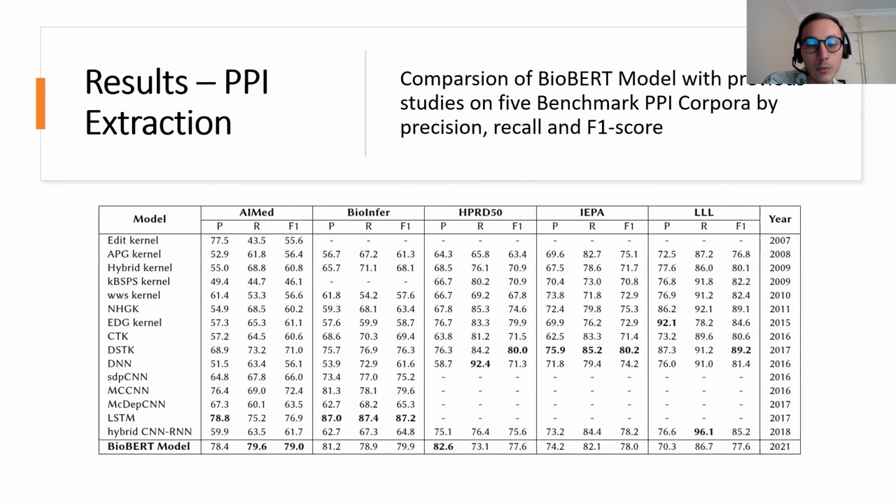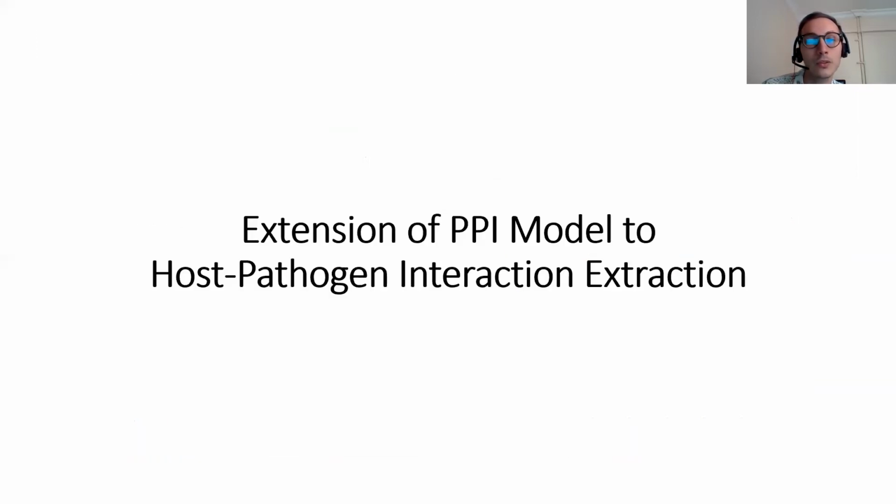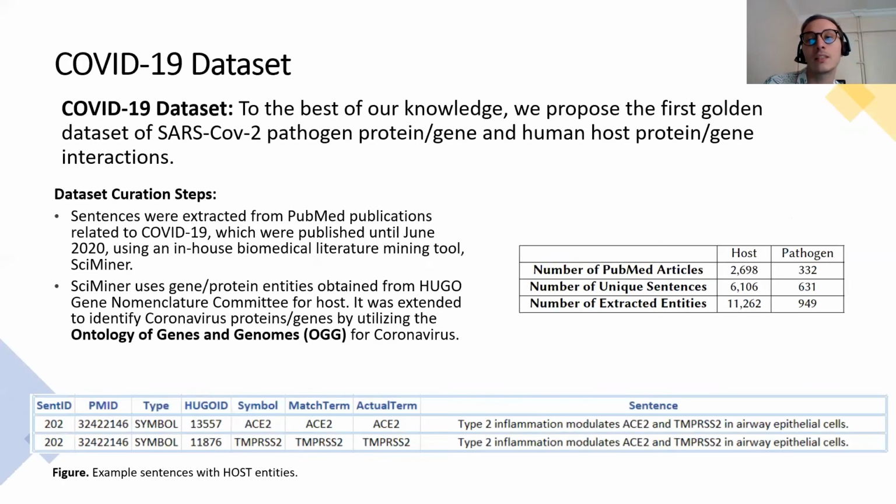We compared our model with the previous studies, and the BioBERT model achieves state-of-the-art performance on one of the biggest corpora, AIMed, which is a 79% F1 score. We obtained a 2.1 F1 score improvement compared to the second best study. We also obtained comparable results with the previous studies on the other 4 corpora. For example, on BioInfer we obtained the second best, and for HPRD50 and IEPA, we obtained the third best scores. Later on, we extend our study on PPIs to host and pathogen interactions.